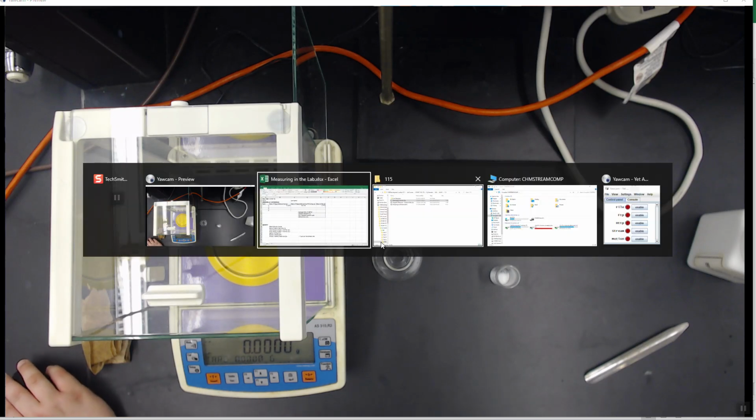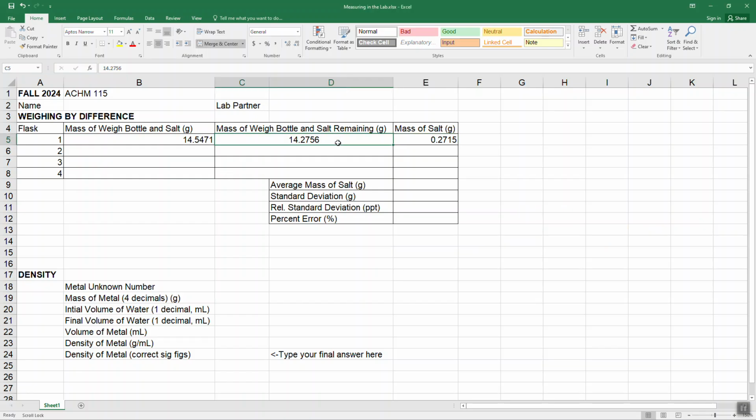The other thing to keep track of is that my final mass here should be my initial mass here. And then I will transfer some more into my next flask, mass it, and record that. And then that number will go here, and so on.